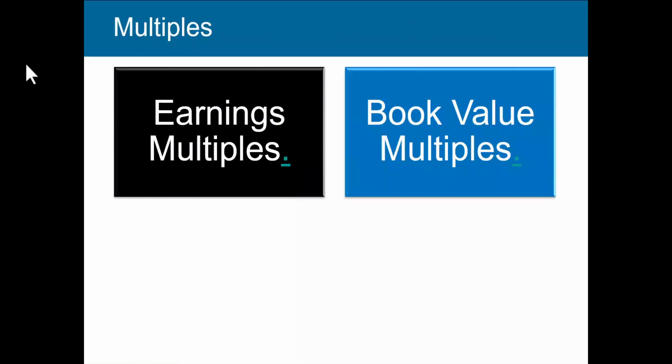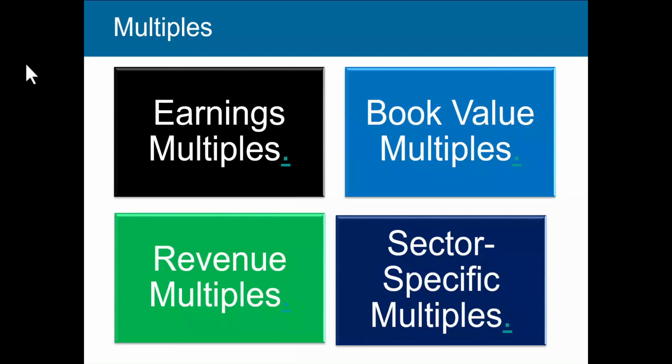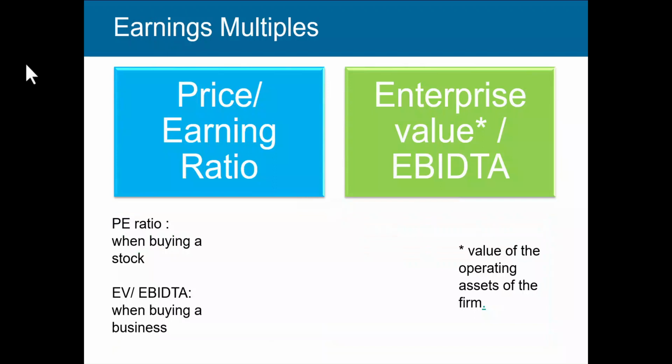So there are various kinds of multiples which we use to value a company. One is called the earning multiples. If we broadly look into the multiples: earning multiples, book value multiples, revenue multiples like price to sales. Price to earning is an earning multiple. Then there are sector specific multiples.